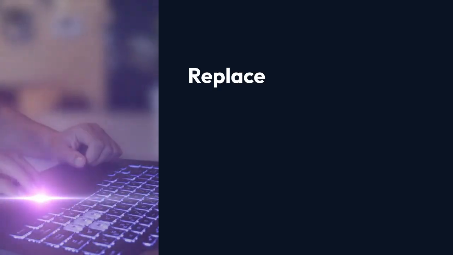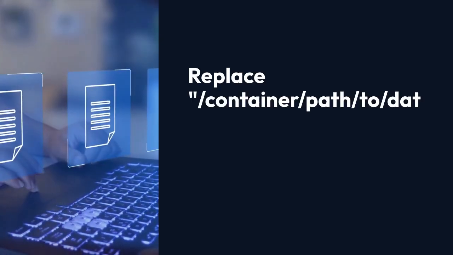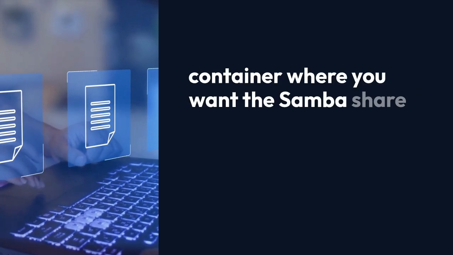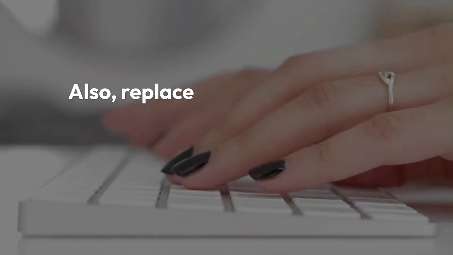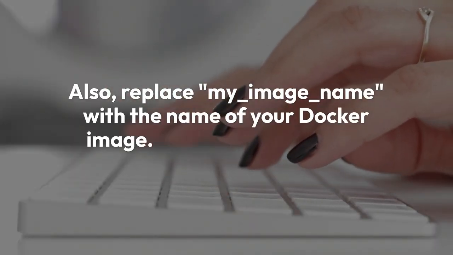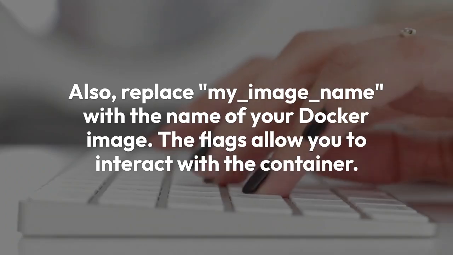my_image_name /bin/bash. Replace /container/path/to/data with the actual path inside your Docker container where you want the Samba share to appear. Also, replace my_image_name with the name of your Docker image. The flags allow you to interact with the container.